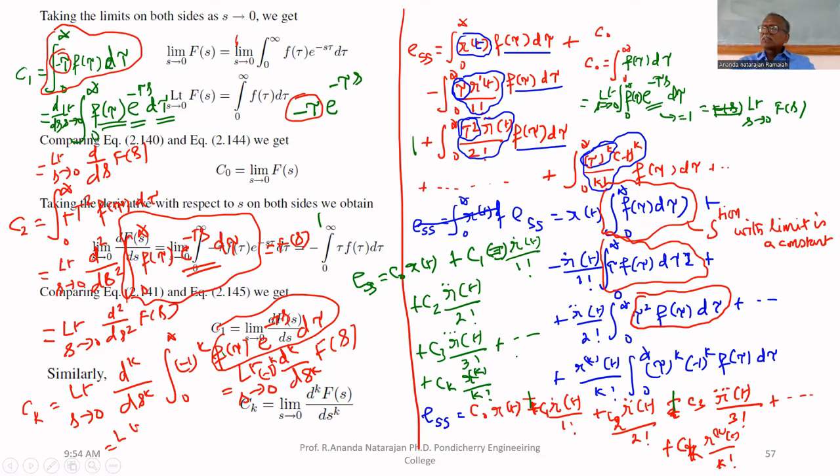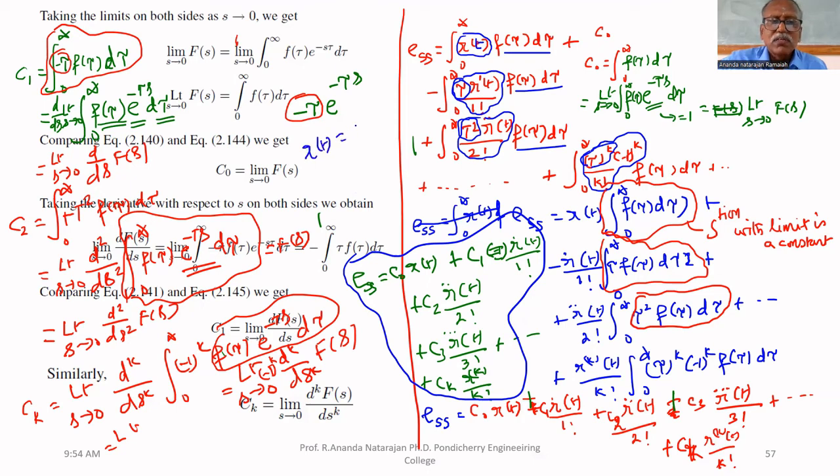What is C0? Limit s tends to 0 of F of s. What is C1? Limit s tends to 0 of the derivative of F of s. What is C2? Limit s tends to 0 of the second derivative of F of s. What is Ck? Limit s tends to 0 of the kth derivative of F of s. That's all. So we know the general expression for steady state error. Only thing is we want to know the input r of t. Suppose I know r of t equal to t.